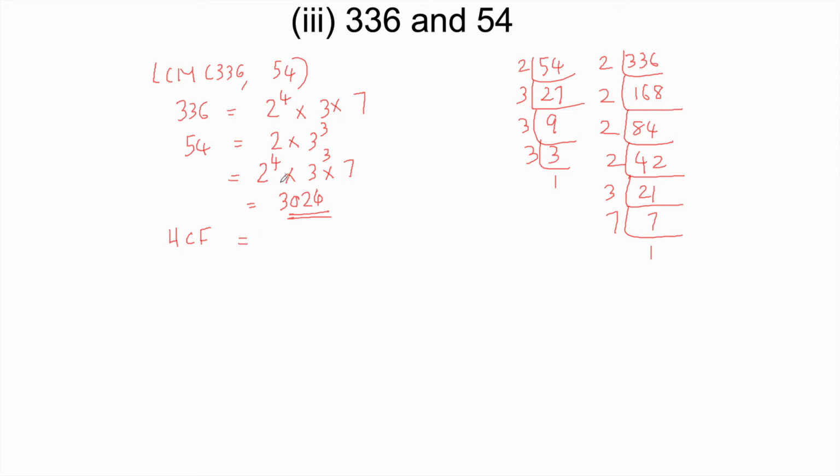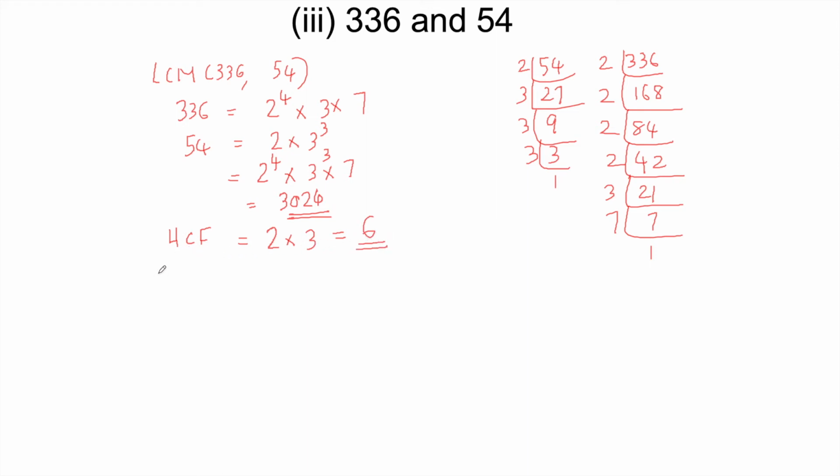Okay. Now we can find the HCF. For HCF we consider the smallest power of the common prime factors. The common prime factors here are 2 and 3, right? The smallest power of 2 is 2 and the smallest power for 3 is 3. So HCF is 6.